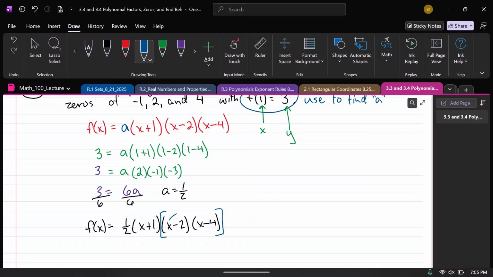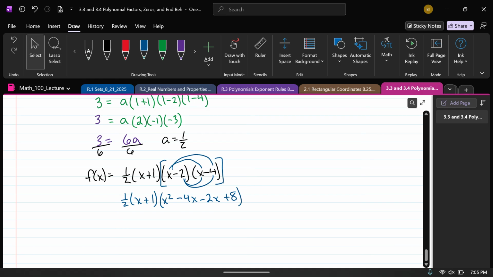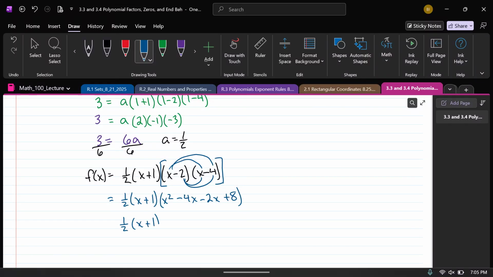So x times x is x squared minus 4x minus 2x plus 8. I still have the 1/2. I still have the x plus 1. I'm going to simplify that parenthesis. Get x squared minus 6x plus 8. Now, I'm going to multiply this x plus 1 times all of that.